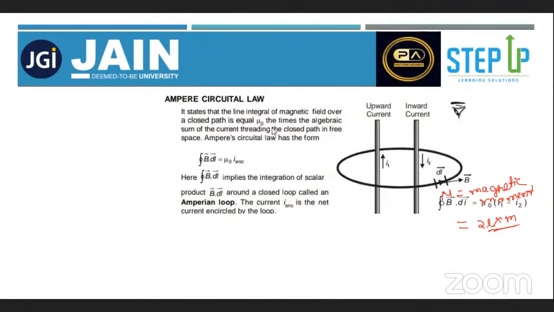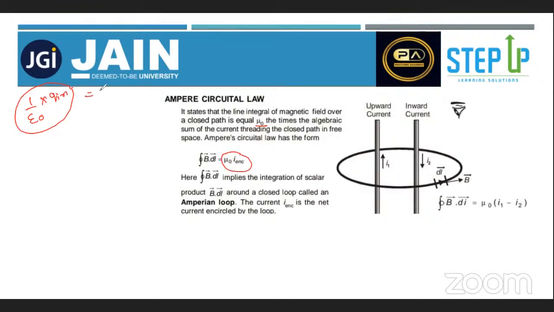Next is Ampere's Circuital Law. It states that the line integral of a magnetic field over a closed path is equal to mu naught times the algebraic sum of the current threading the closed path in free space. If you remember Gauss law, we used to say 1 by epsilon naught times the charge enclosed. Here it is the opposite: it's mu naught times the algebraic sum of the current threading it. So instead of 1 by epsilon naught, mu naught comes there and everything else stays the same.